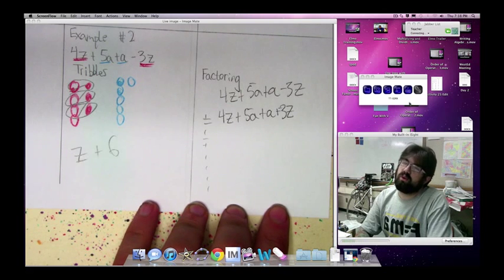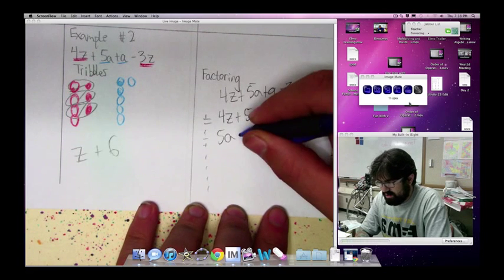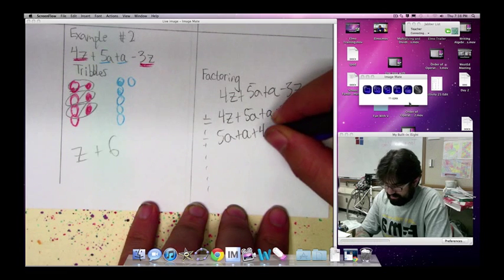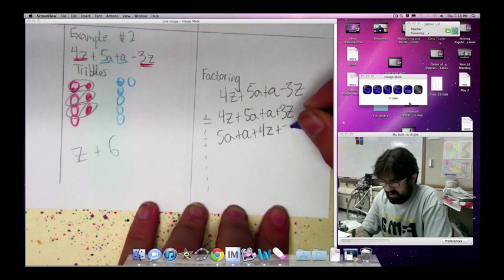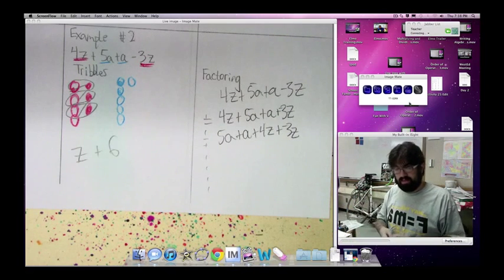Does z go first or a go first? What is the first letter of the alphabet? Oh, that's right, a. z's in the back. Plus 4z plus negative 3z, as my rearrange.